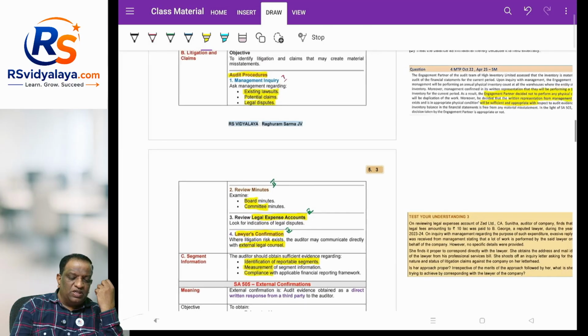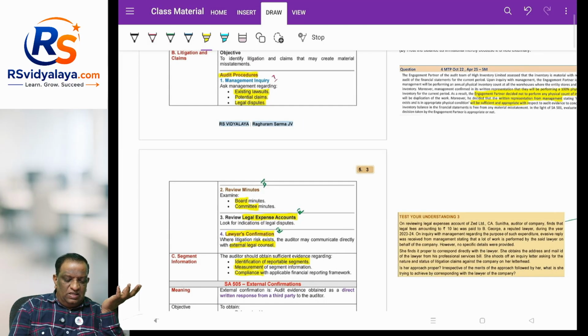So from an exam perspective, know the audit procedures, and what to do if the legal counsel is not responding.